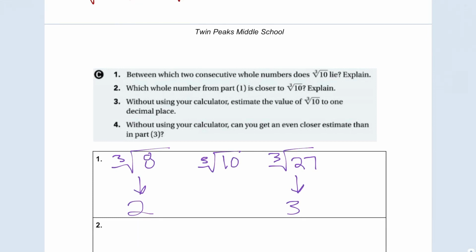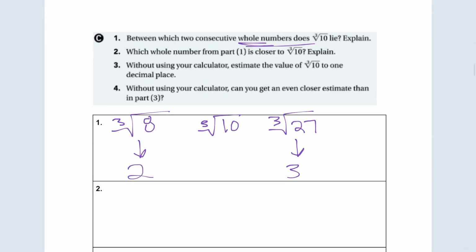Okay, so there we go, right? We just found the whole numbers directly before and directly after the cube root of 10. So we found those perfect cubes. Now it says which whole number from part 1 is closer to the cube root of 10, and explain. And this is before we do any work on the calculator.